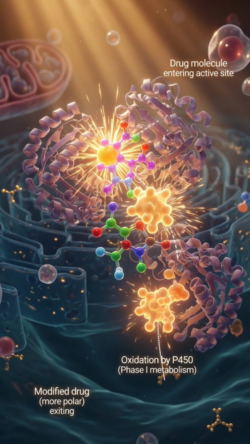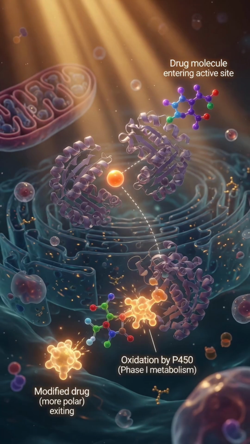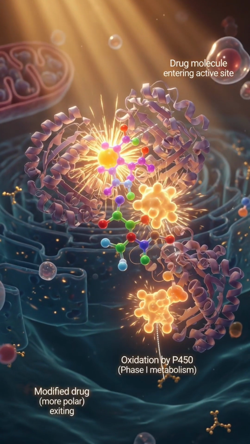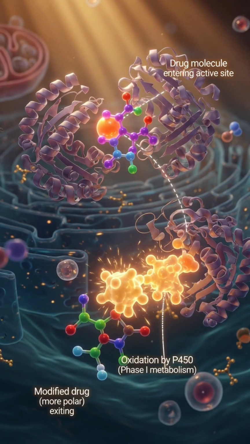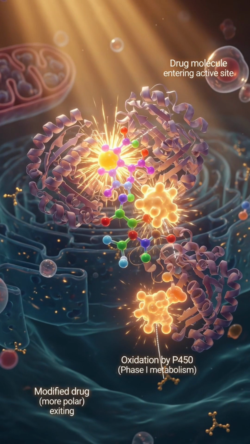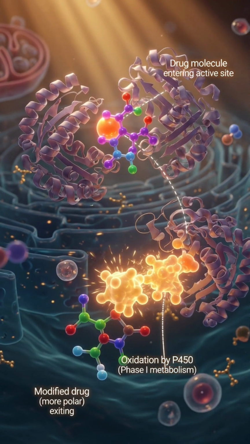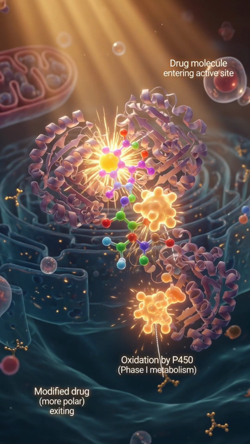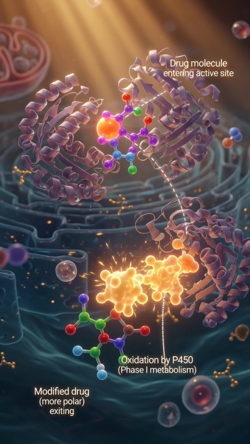The cytochrome P450 enzyme metabolizes nearly 75% of all prescription drugs. Important families in this group are CYP3A4, CYP2D6, CYP2C9, and CYP1A2. These enzymes determine how quickly drugs are eliminated. So you can see the scientific visualization of cytochrome P450 enzyme interacting with colorful drug molecules.